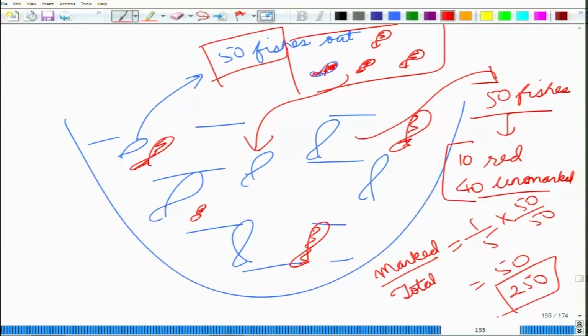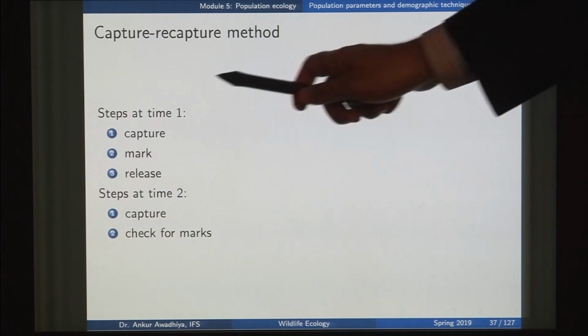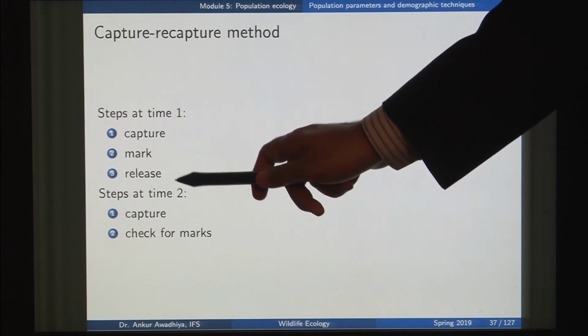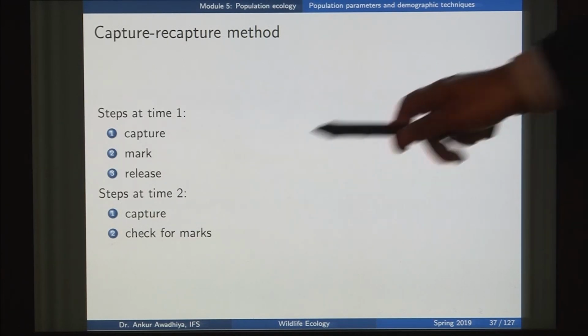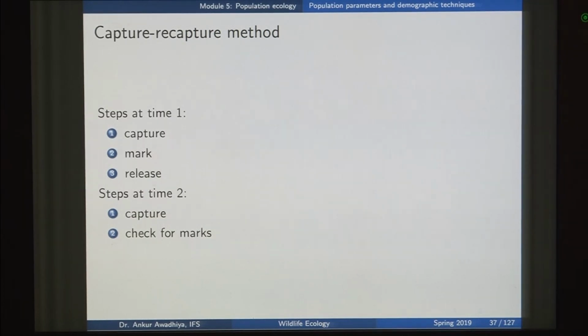Now to summarize, the first stage is at time t1 you capture some fishes, you mark those fishes in red color, and then you release them back. Then you wait for some time so that all these fishes have mixed together, and then at another time you capture these fishes and then you check for the marks again.